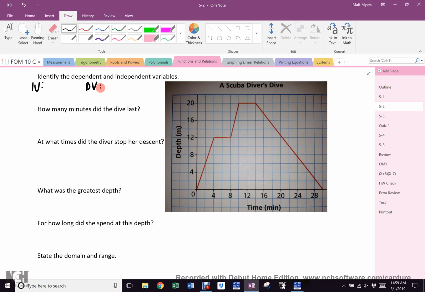What's the IV? What's the DV? Time is the independent variable. The depth is the dependent variable. Who can tell me?